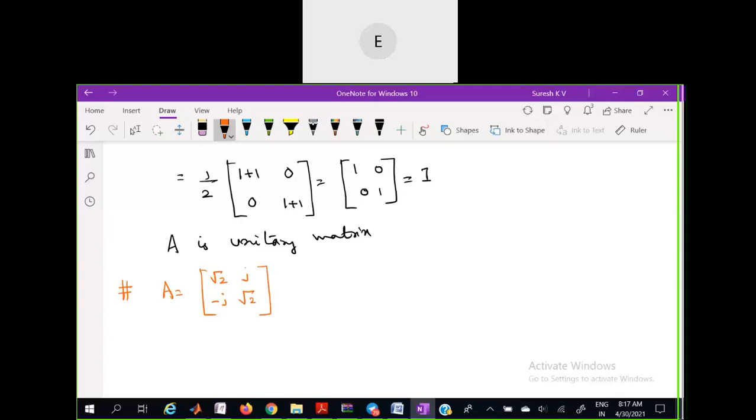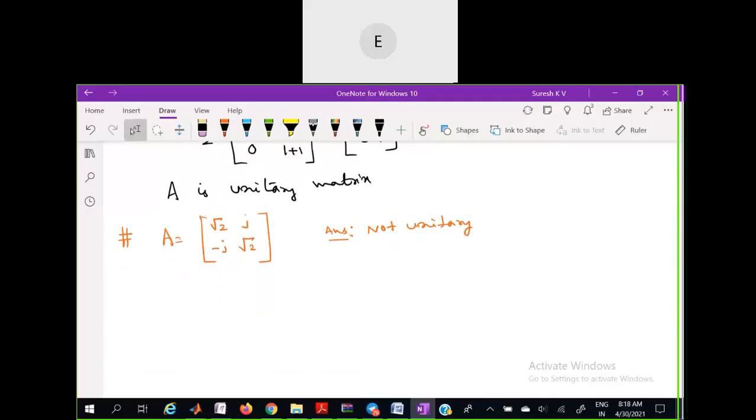Okay. You can do this later. I will give you the answer so that you can verify it later. This is not unitary. That means it will not satisfy the property. I expect you to do the problem later, not now.